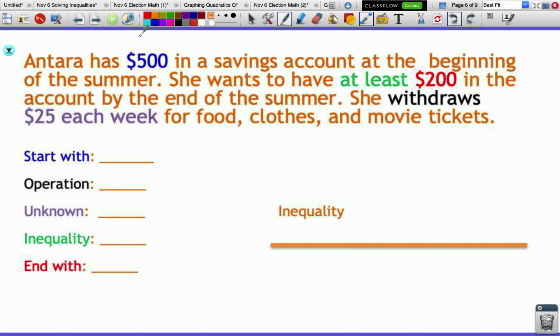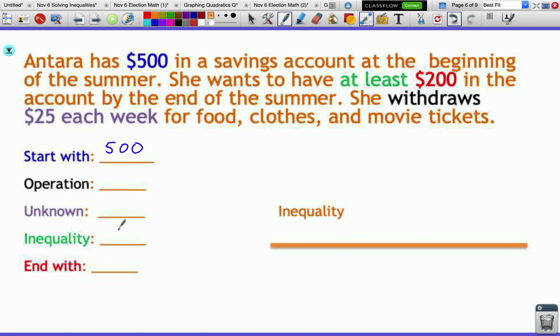All right, so as we break down this word problem, it's always good to figure out what number we're starting with. So Antara has $500 in a savings account at the beginning of the summer. So it says at the beginning, so we're going to start with 500. She wants to have at least 200. So when we see that at least, we can write the inequality.